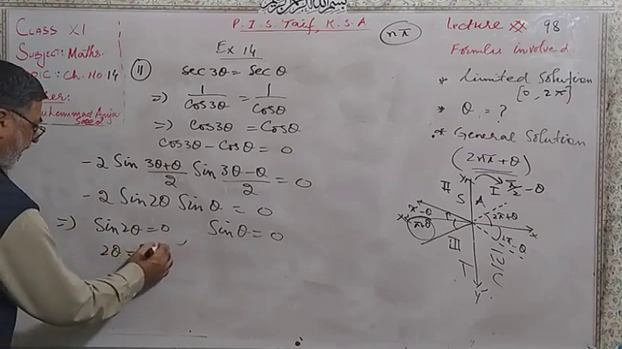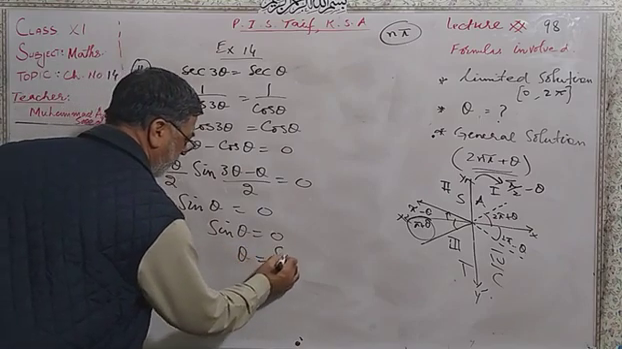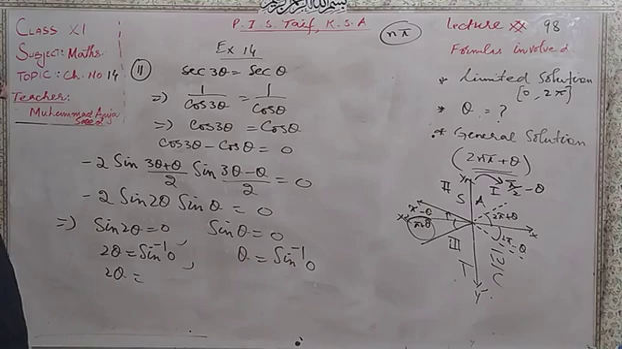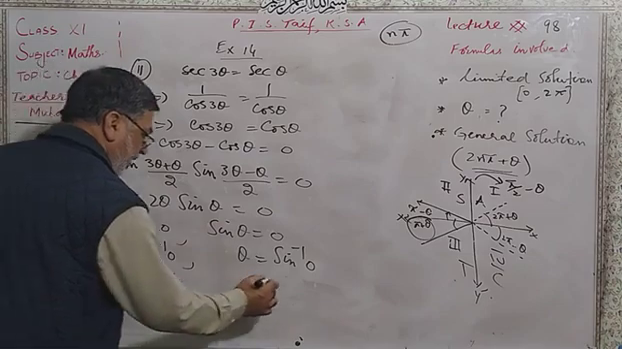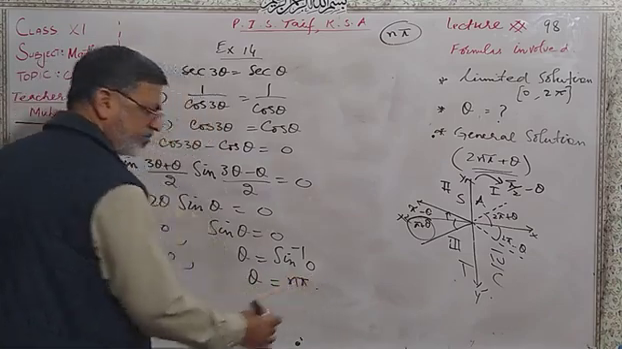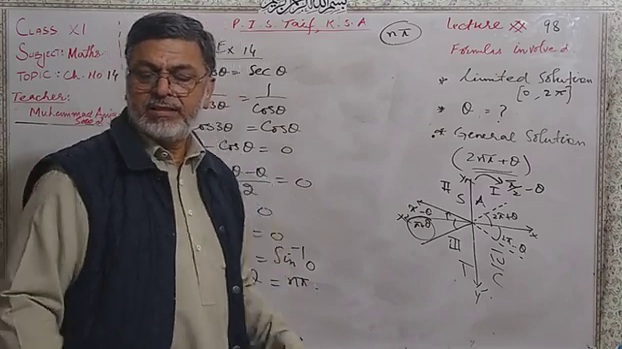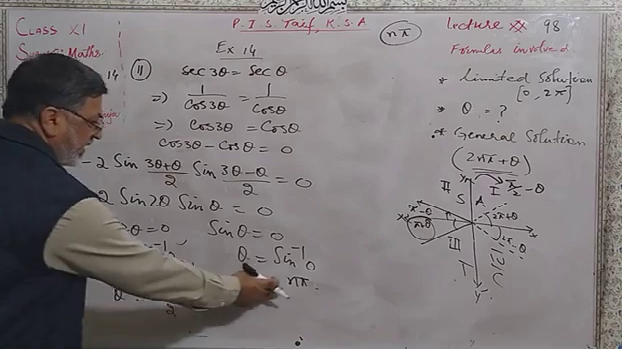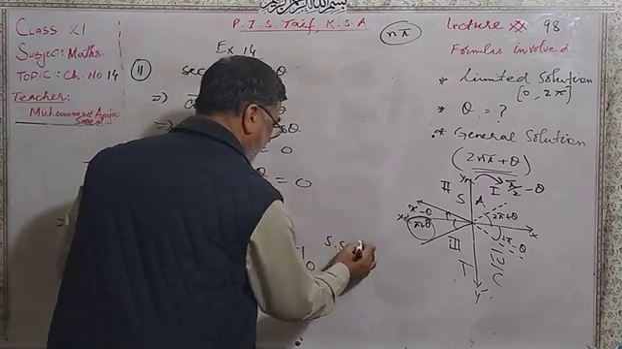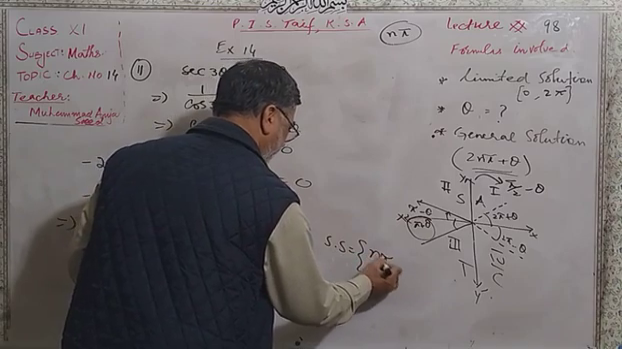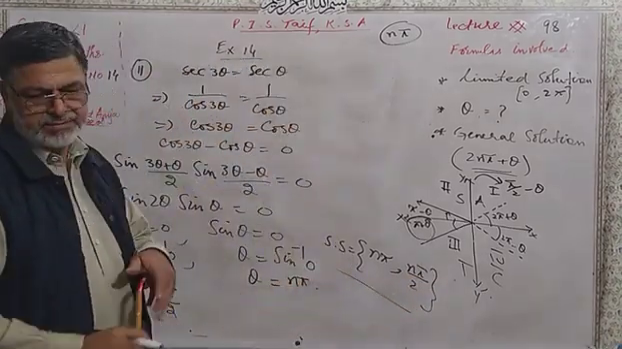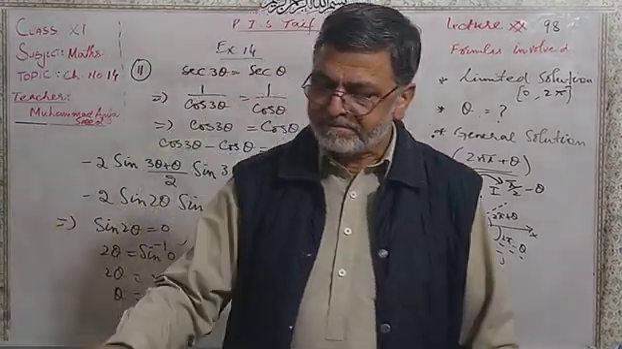2 theta is equal to sin inverse 0 and theta is equal to sin inverse 0. In the previous question I told you sin inverse 0 is always equal to n pi, and here is n pi. So dear students, here we have theta is equal to n pi by 2 and this theta is equal to n pi. Your solution set is n pi and n pi over 2. That is your answer. I hope that you understood this question.